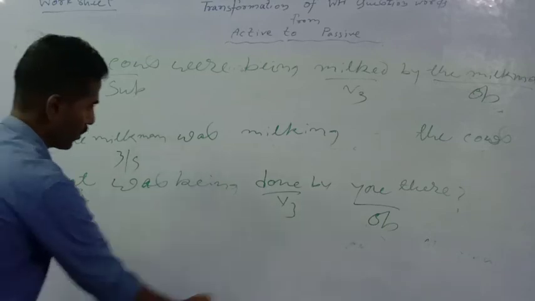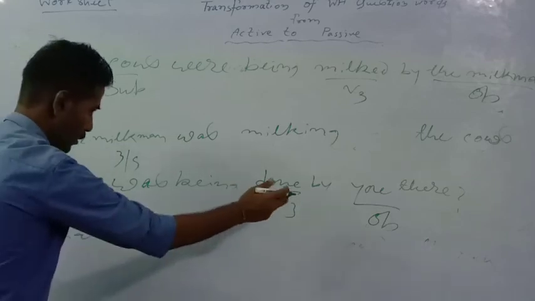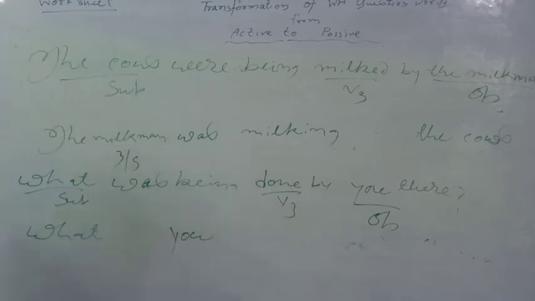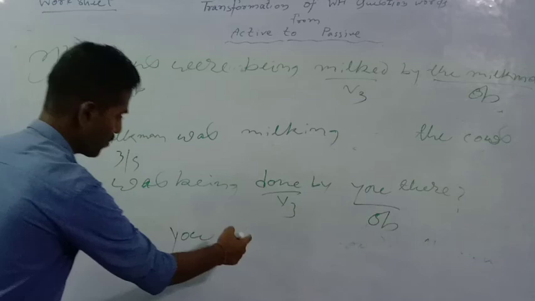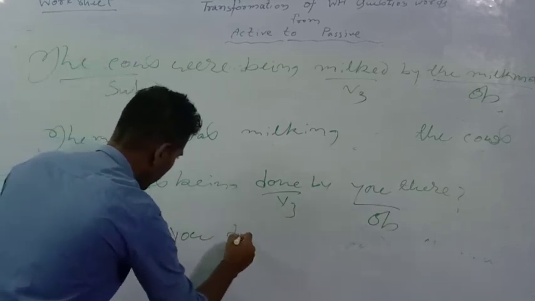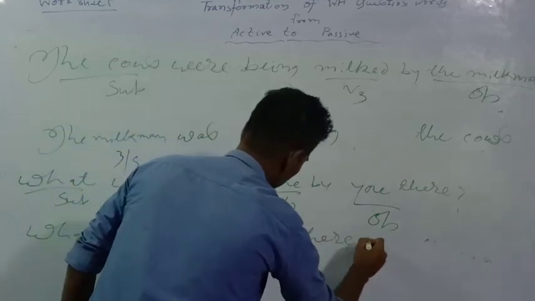Oh sorry, now our object is you. This you will come into the new subject place. The new subject is you, so it will not agree with was, it will agree with were. What you were doing, is it? Since it is a question, we will not write you were, we will write what were. What were you doing there? Question mark.